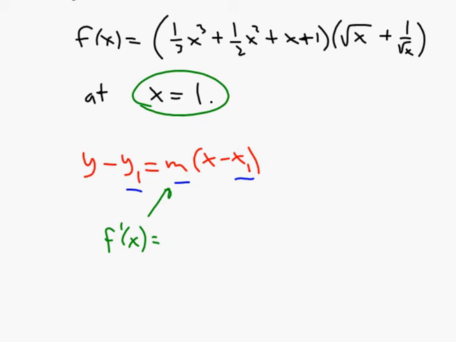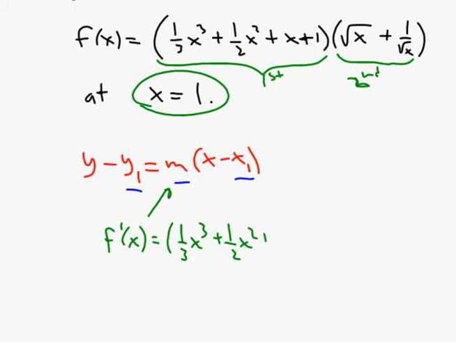So you see that you have a product of functions here. You have a first function and a second function. So we've been remembering the product rule as first times derivative of second plus second times derivative of first. So here's the first function times the derivative of the second.